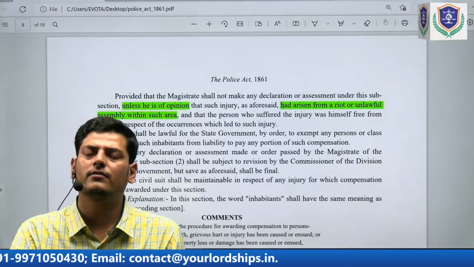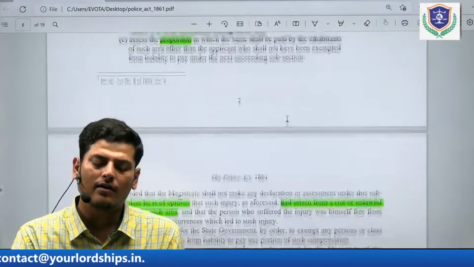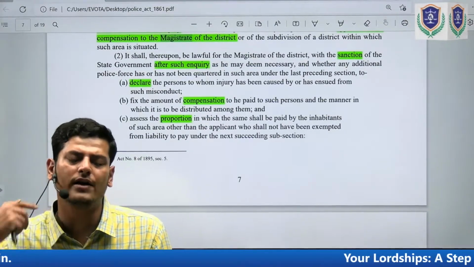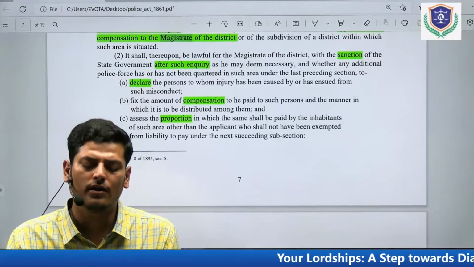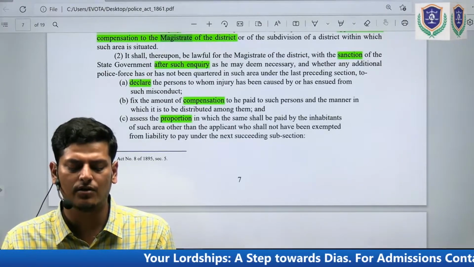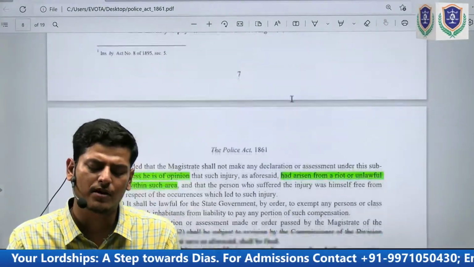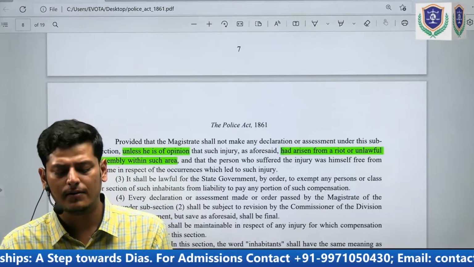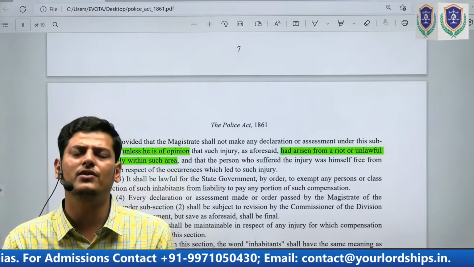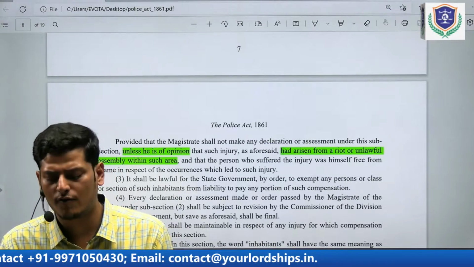Another important thing: you have suffered the loss, and when under subsection 2 the magistrate, after the inquiry, is going to pass any order for declaration, for fixing the compensation, for assessing the proportion, in these cases under subsection 2, the magistrate has to ensure himself that whenever any such claimed injury has happened, it must have resulted either from riot or from unlawful assembly.